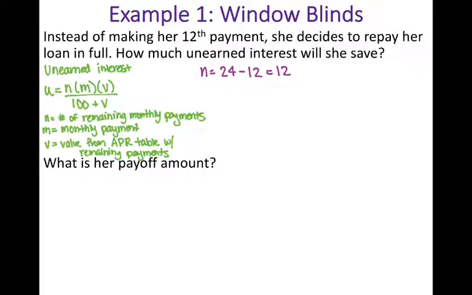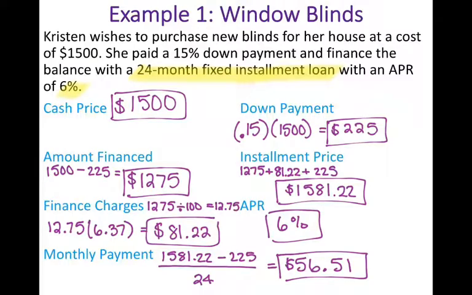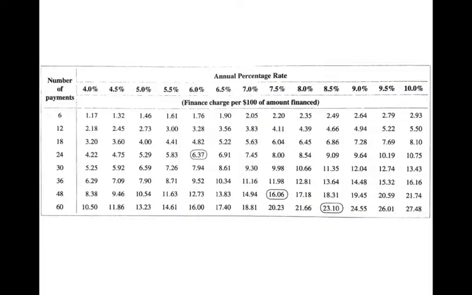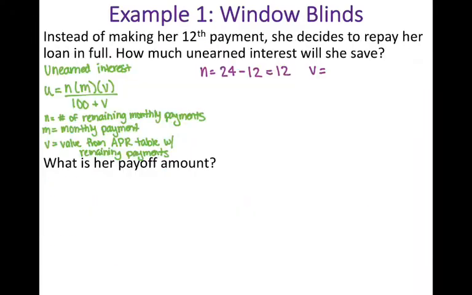Now, I need to figure out what V is. V is going to come from that APR table. The number of remaining monthly payments is now 12, so I'm going to go to the APR table and find the corresponding value for 12 months at the APR of the problem. The APR of this problem was 6%. So I'm looking at my number of payments, which is 12, and then at my 6%, which is $3.28. So that is what my V is going to be.